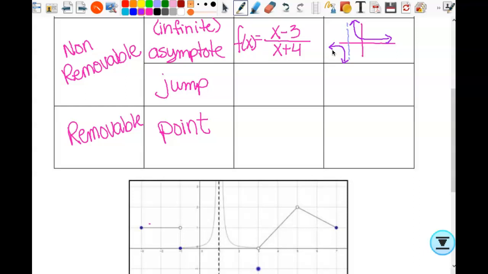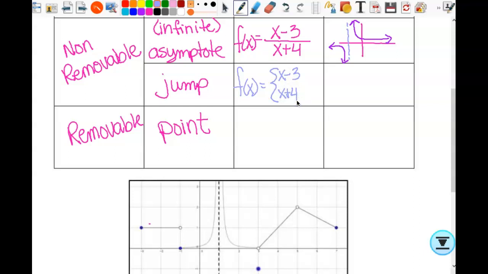Okay, we good? Awesome. All right, so then jump. Any ideas what those equations might look like? If the answer is no, that's okay. All right, so a jump discontinuity might look like f of x equals, it's usually going to be a piecewise function because you have two different pieces and that's why you're jumping, okay? So let's just do something easy like x minus 3 and x plus 4 again. Totally different graph, and those are two little linear equations, right?